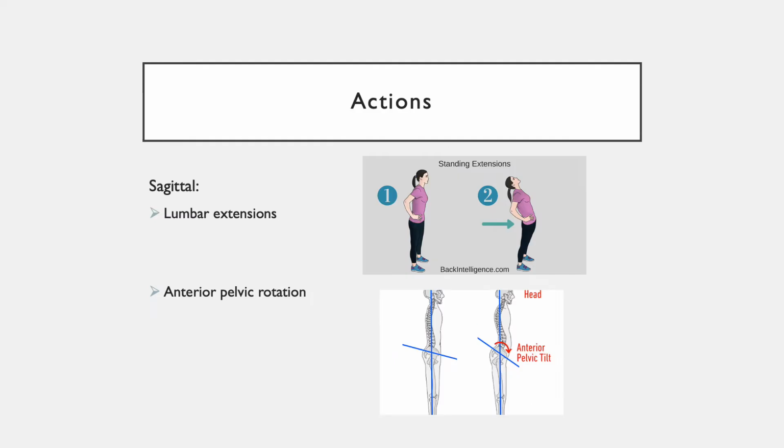Now with the sagittal part, it does lumbar extensions. So you would be standing up straight and then extend your back, which you can see on the top figure. They're standing up straight and then they're going to move just the trunk of the body back. Then it does anterior pelvic rotation. So standing up straight, you can see on the figure on the bottom where the pelvis rotates forward. So your bottom would be pushed back a little bit.